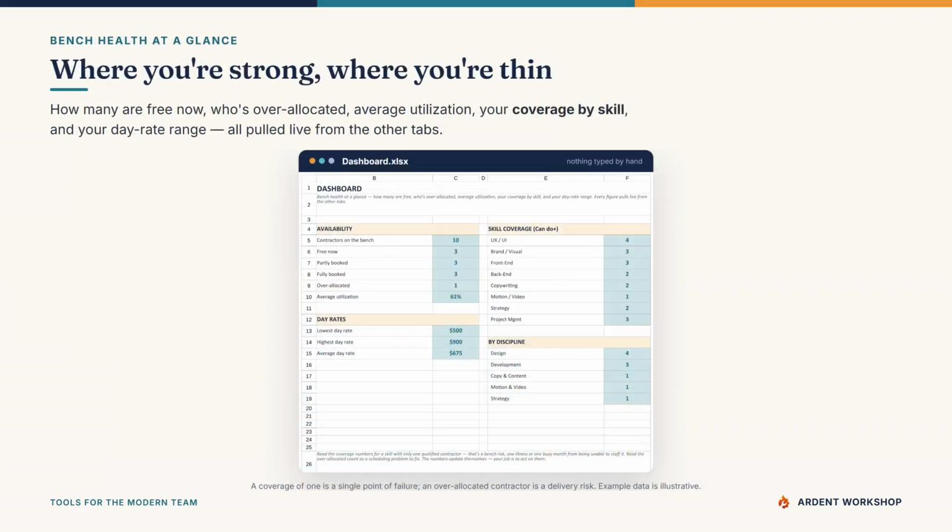filter. The dashboard shows the shape of the whole bench: how many are free, who's over-allocated, average utilization, your coverage by skill, and your day rate range. It's the view that tells you where the bench is strong and where it's thin, so you can widen a skill before a client asks.